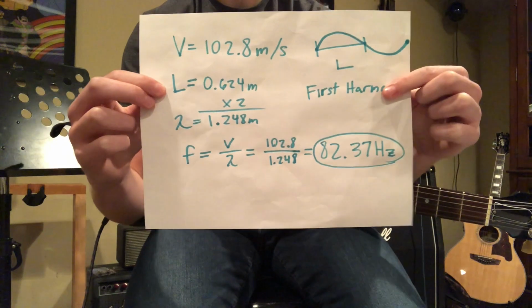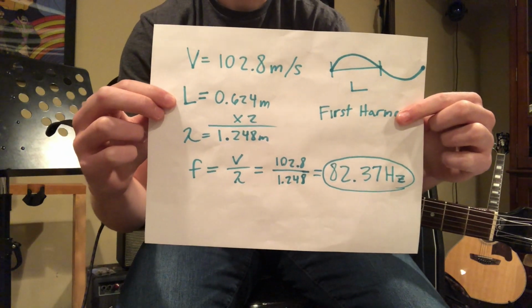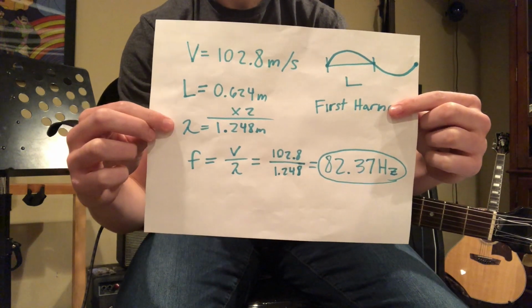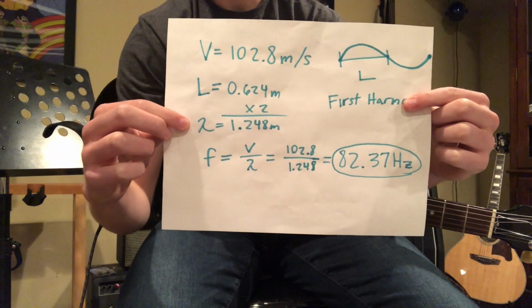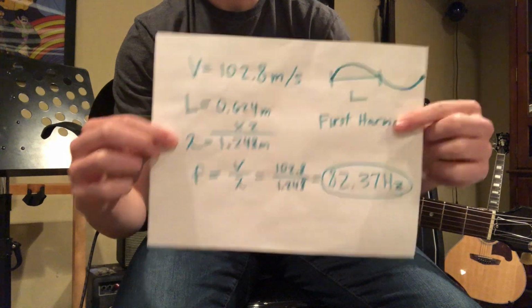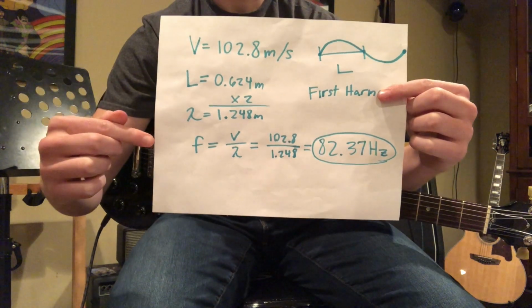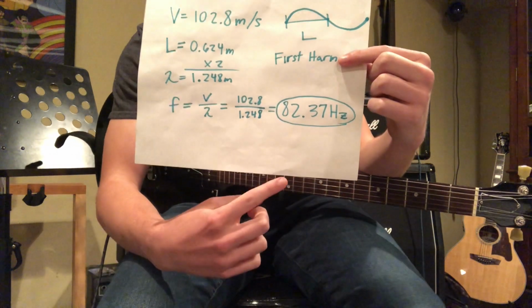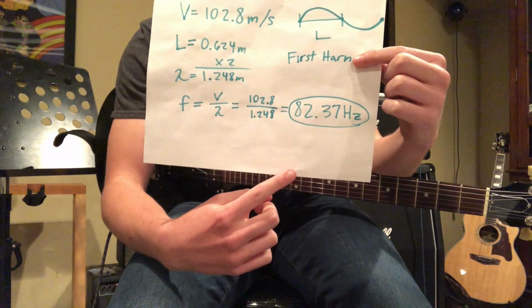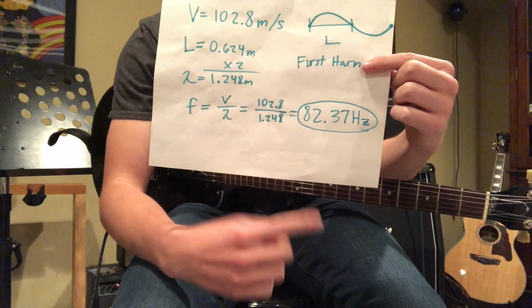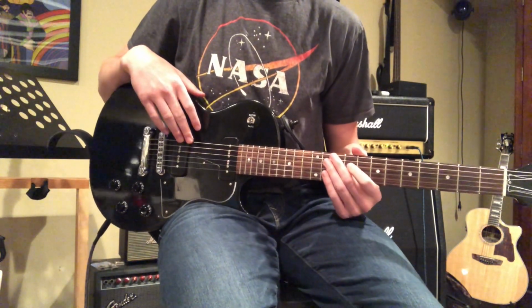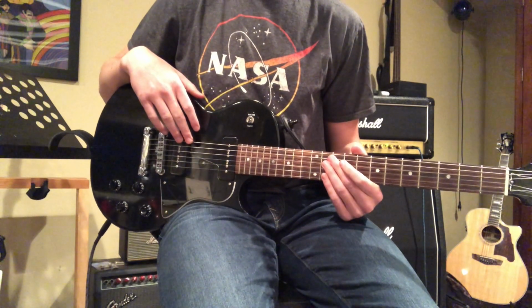Converted to meters, it would be 0.624 meters, and then multiplied by 2, like we said, to get the wavelength, which is 1.248 meters. And then all we have to do is plug it into the formula, solve for frequency, which gives us the fundamental frequency of the note E, which is 82.37 hertz.